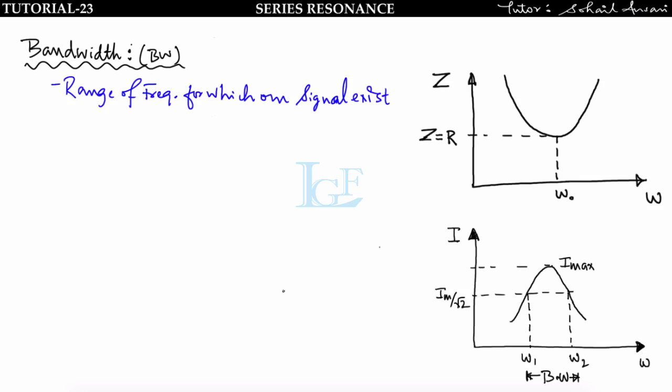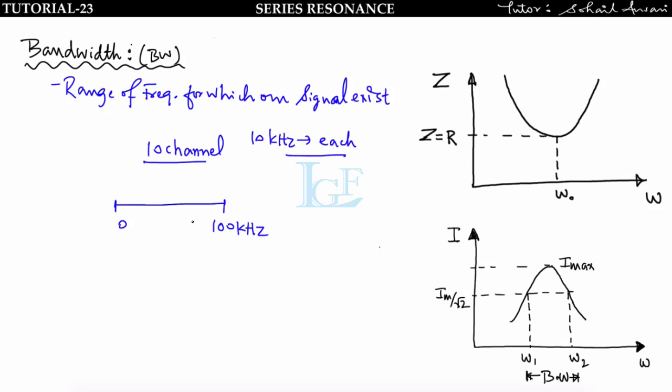So we want the bandwidth of the signal to be as small as possible, so that more channels can be generated in less frequency range. Suppose the frequency range is from 0 to 100 kilohertz, and I want to insert 10 radio channels in between 0 to 100 kilohertz. It means I have to give 10 kilohertz of bandwidth to each channel. Then only can I generate 10 channels within the range of 100 kilohertz.